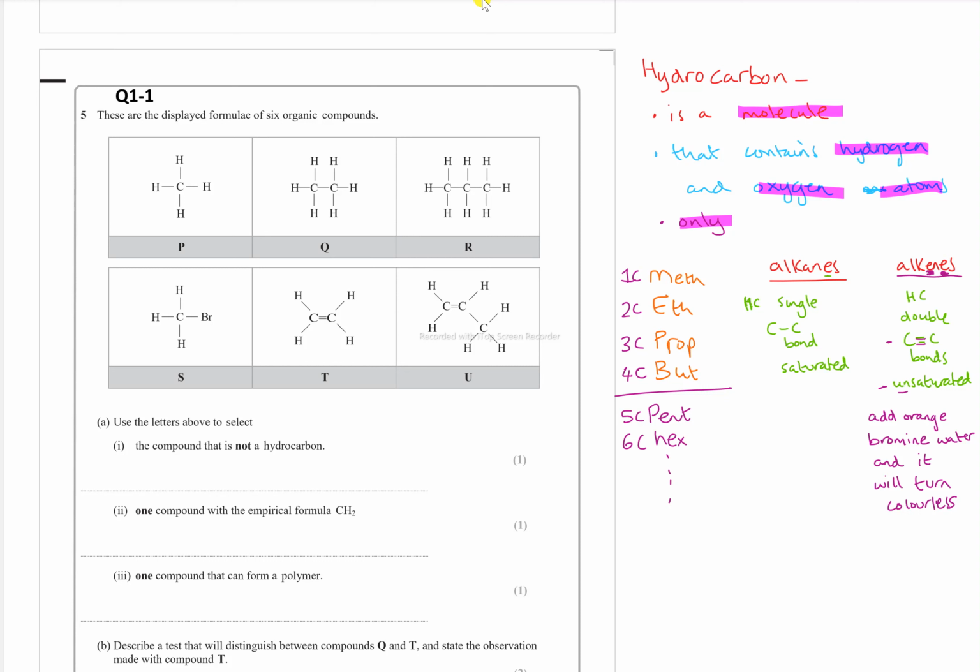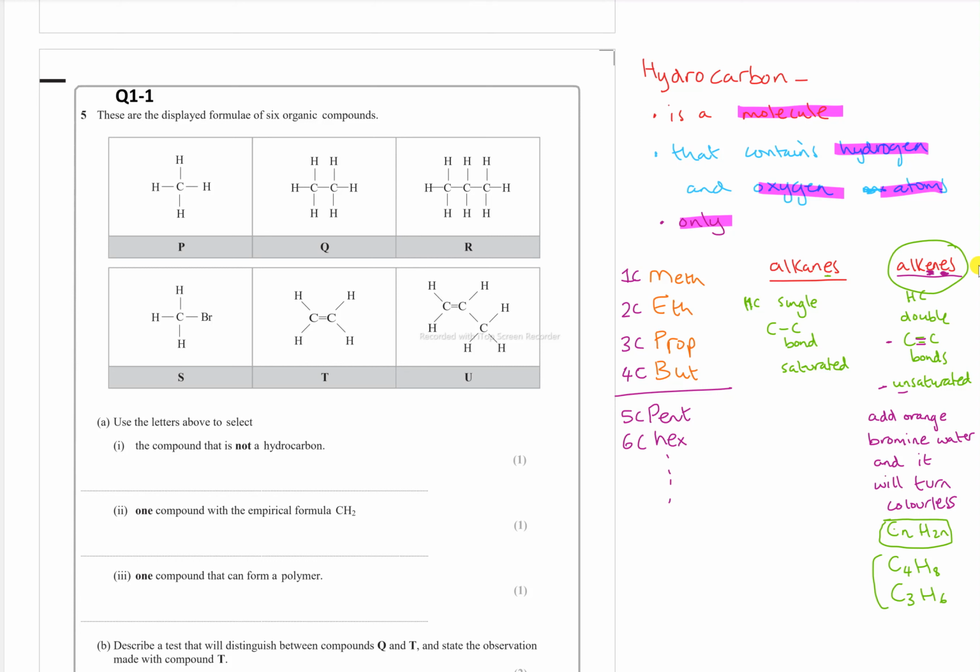The general formula. Let's start with this. Let me write this down: CnH2n. What that means is if you've got 4 carbons, you double the 4 to get 8, so you'll end up with 8 hydrogen atoms. So if you've got 3 carbons, you double 3, you end up with 6. If this is the formula, you know it's an alkene, and the general formula is this here.